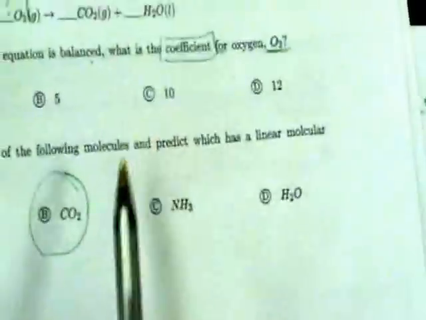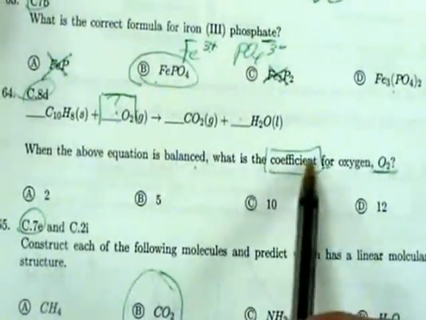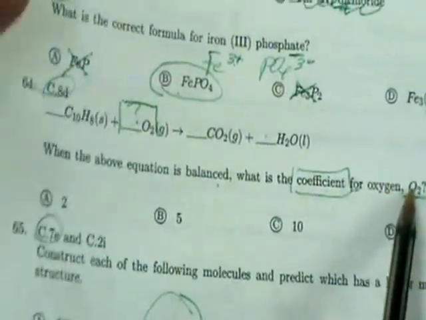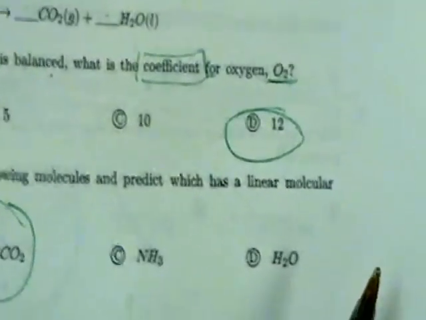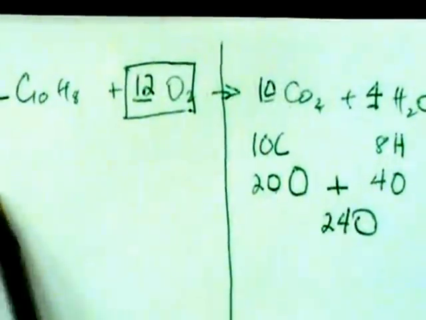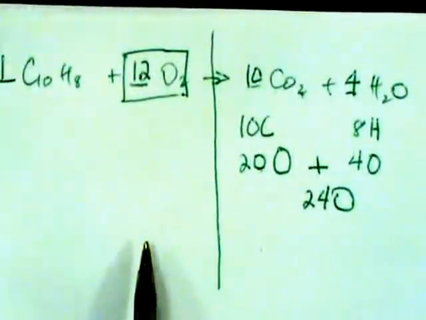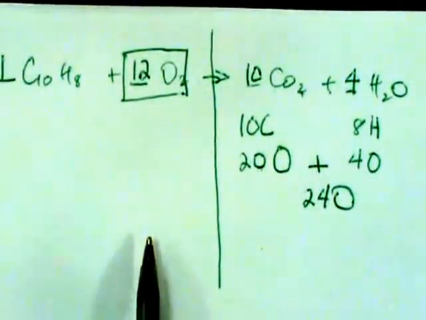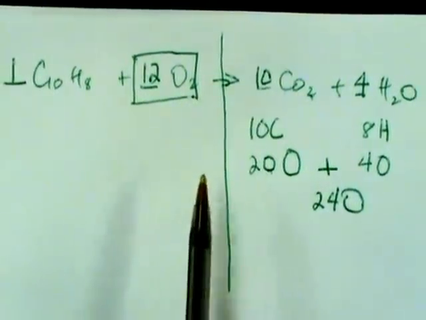Now looking back at the question here, it says when it's balanced, what is the coefficient for oxygen only? So we have to only look at oxygen, and there's our answer. The correct answer is D. That's 12. So notice that we did have to balance everything here in order to correctly answer this one. Right, and our last one is 69.